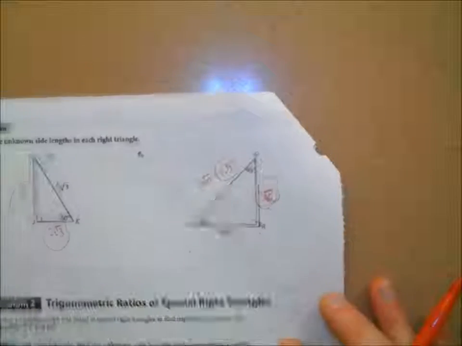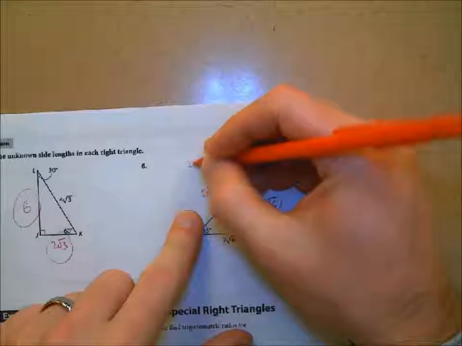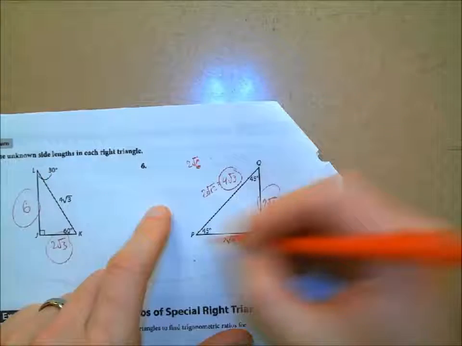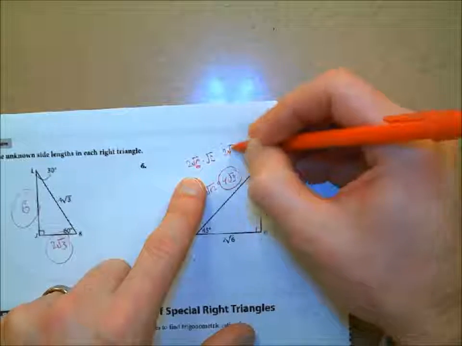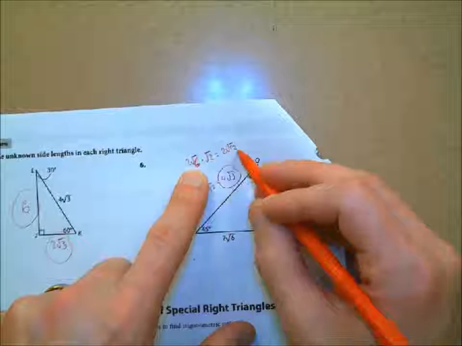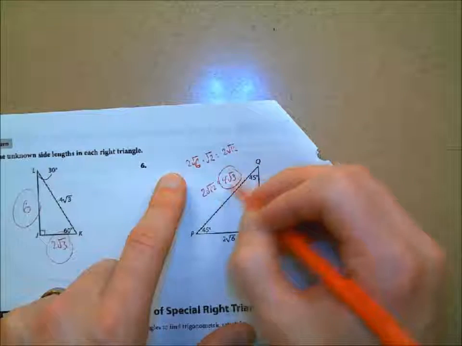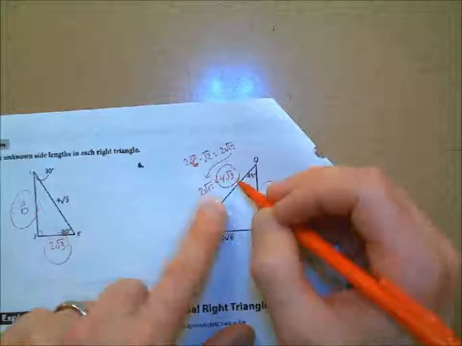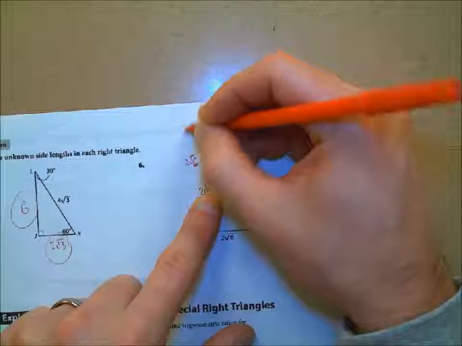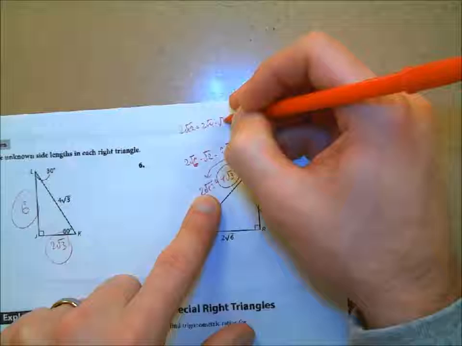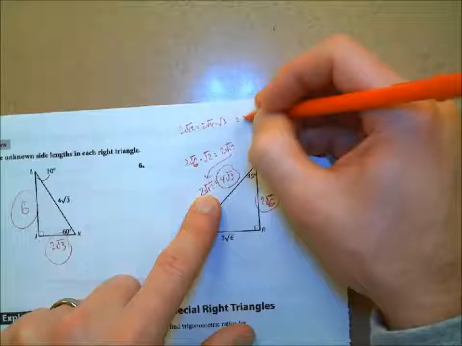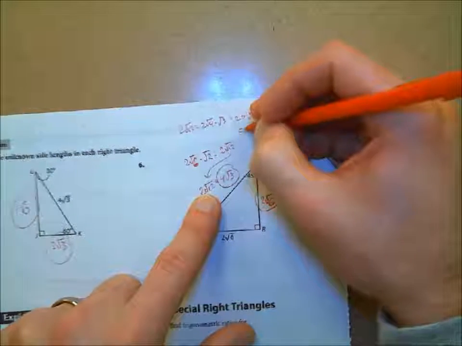So 2 root 6, which is the leg length, times the square root of 2 equals 2 times the square root of 12, right? The 2 and the 6 multiplied, like 12. And then that 2 root 12 simplifies, right? Because the square root of 12 equals the square root of 4 times the square root of 3. Square root of 4 is 2, so it's 2 times 2 square roots of 3, which is 4 square roots of 3. Okay.